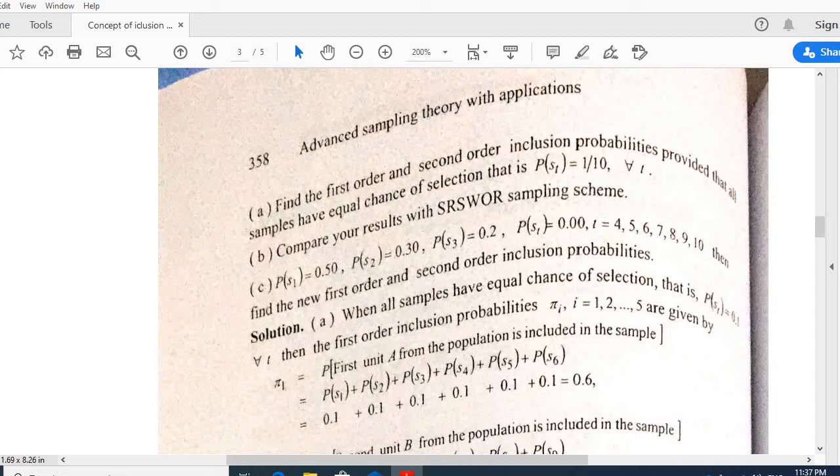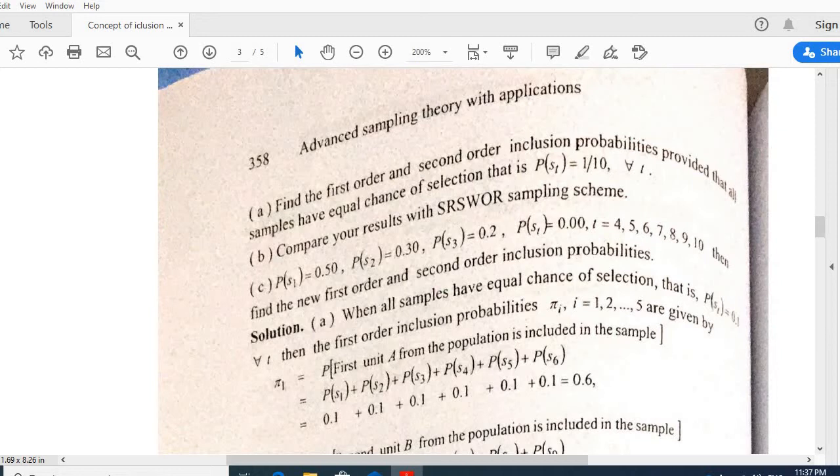Find the first order and second order inclusion probabilities provided that all samples have an equal chance of selection, that is P(S_t) is equal to 1 over 10. Compare your result with the simple random sampling without replacement scheme. In the third part, part C, P(S1) is equal to 0.5, P(S2) is equal to 0.30, P(S3) is equal to 0.2 and P(S_t) is equal to 0.00, t is equal to 4, 5, 6, 7, 8, 9, 10. From 4 to 10, the probability of the selection of the sample is 0. Then find the new first order and second order inclusion probabilities.